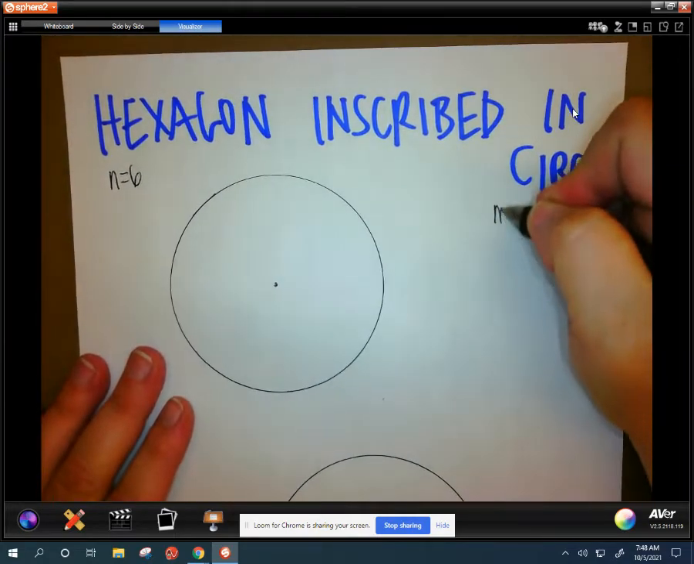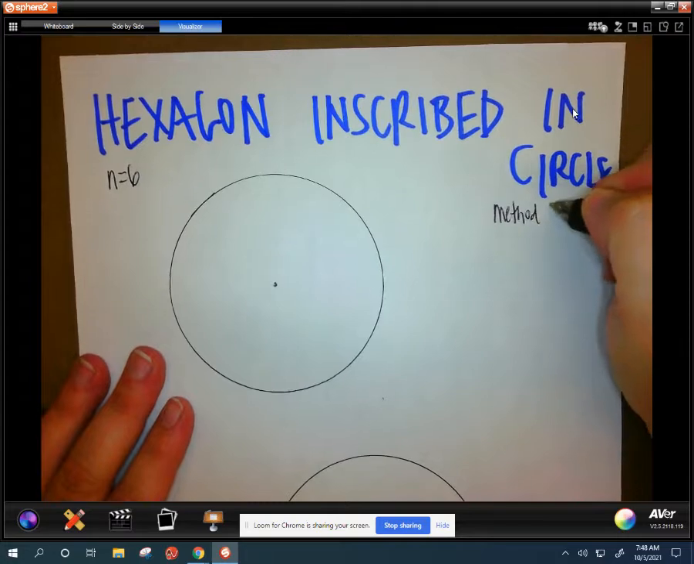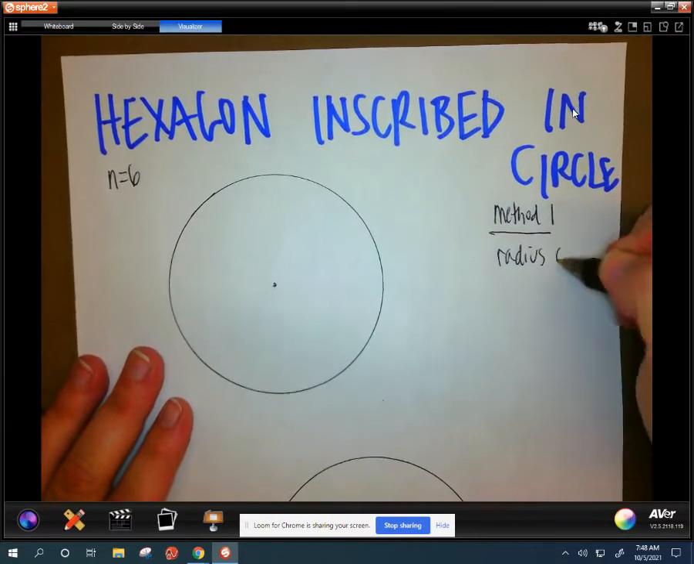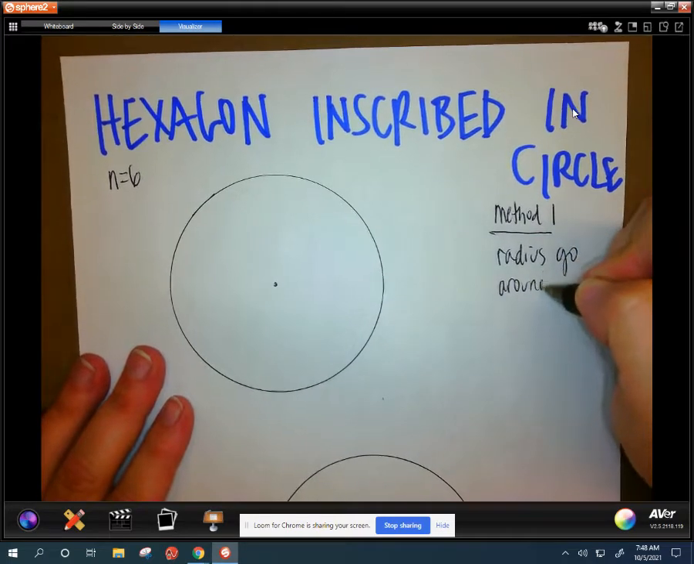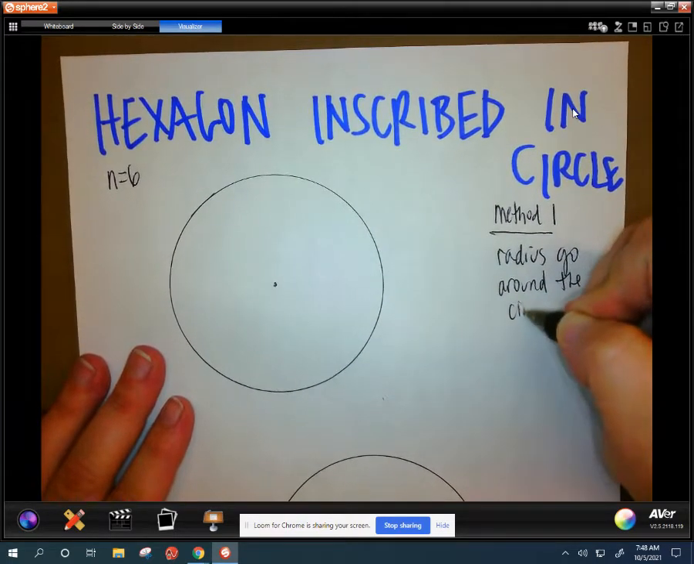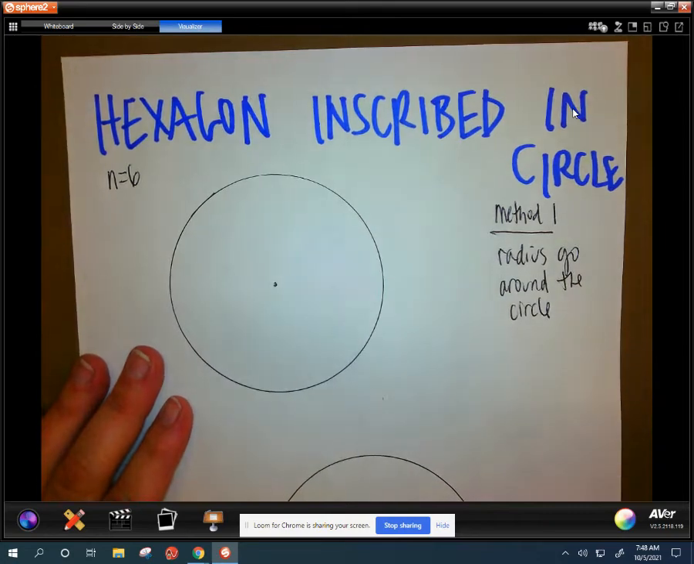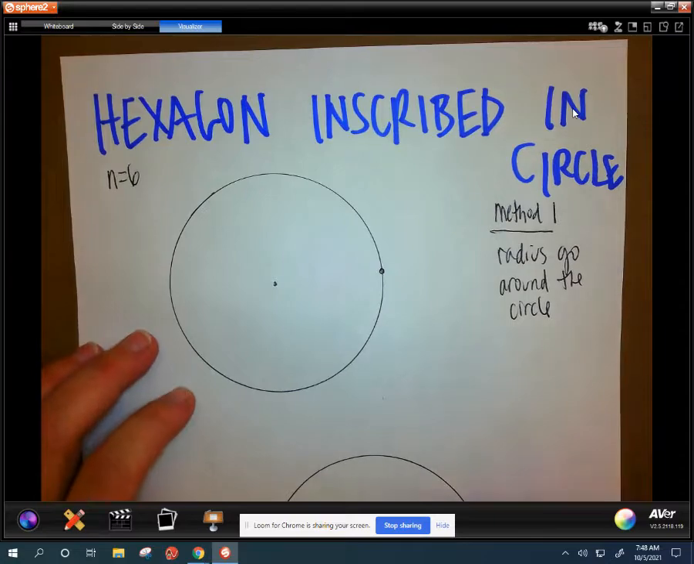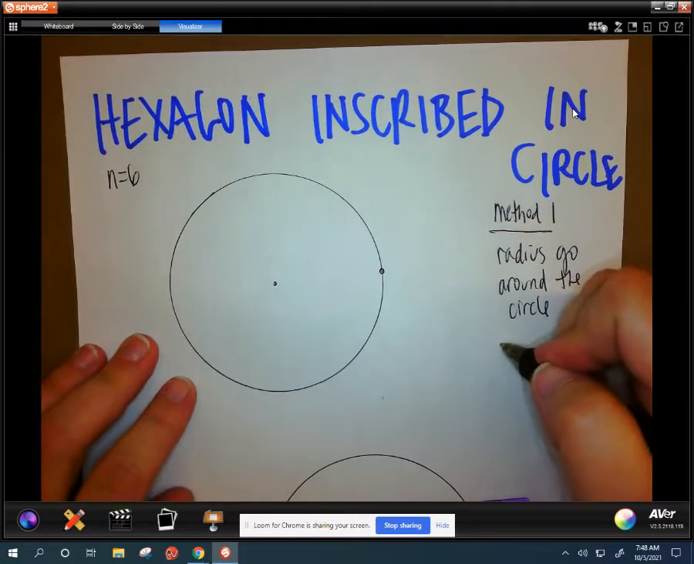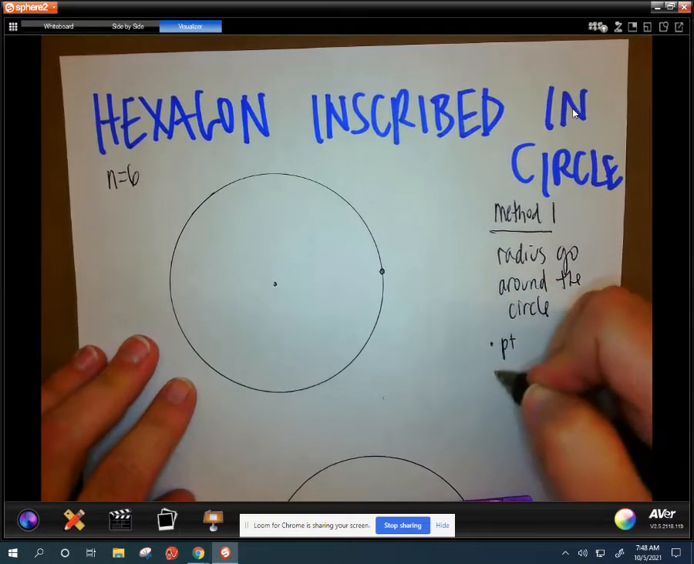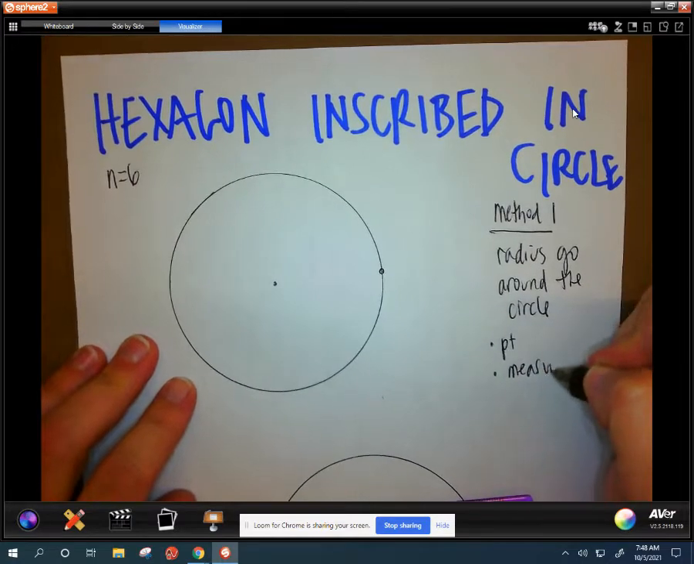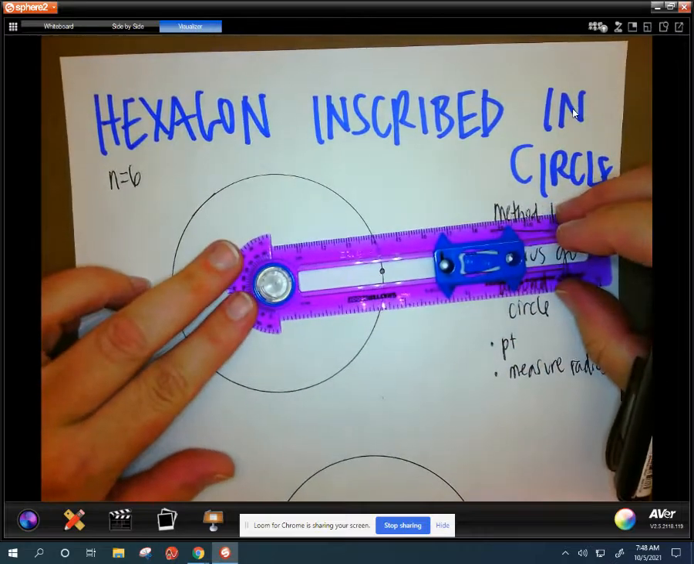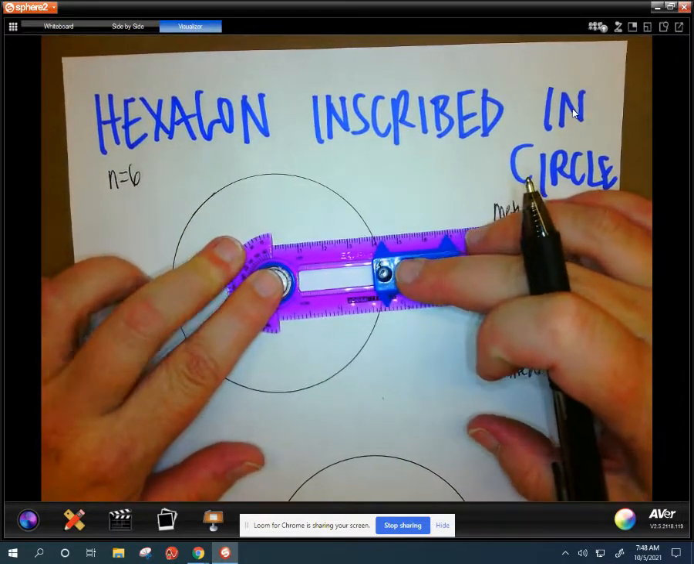So in method 1, we're actually going to focus on just using the radius to go around the circle. You have to start by putting a point somewhere on the circle. That's necessary. You're going to measure the radius. So you need to put a point, you need to measure the radius. So center, get the radius.